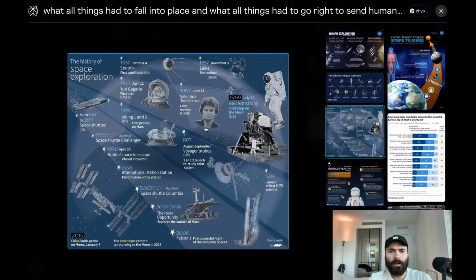Valentina Tereshkova, first woman. I've heard of this name before. We used to have this in a GK, general knowledge course. Laika, the first animal, 1957. Sputnik.